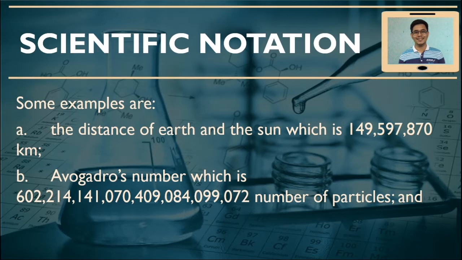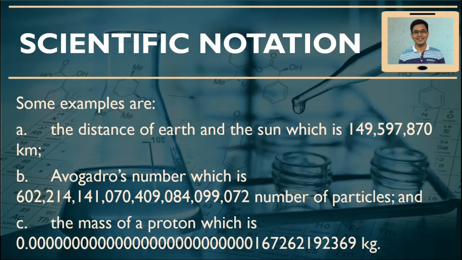602,214,107,040,908,409,907 particles, and lastly is the mass of a proton, which is 0.26 na 0 yan, and then 16726219239 kilograms. So take note, ang hirap niyang isulat at mahirap din siyang basahin kung babasahin natin kasi nga sobrang laki or sobrang liit ng mga numbers na yon.